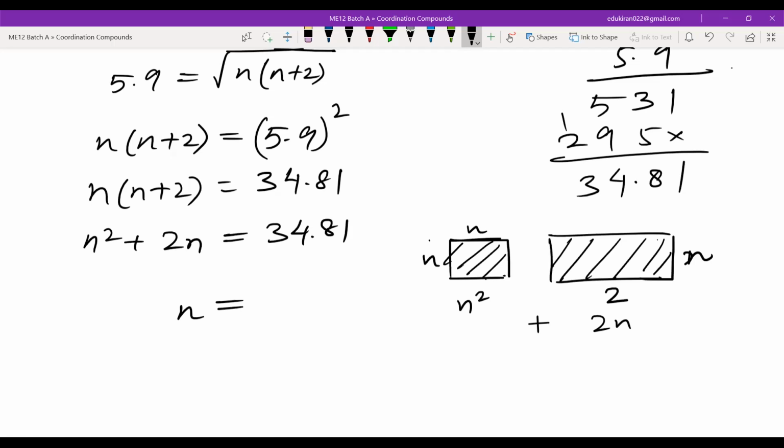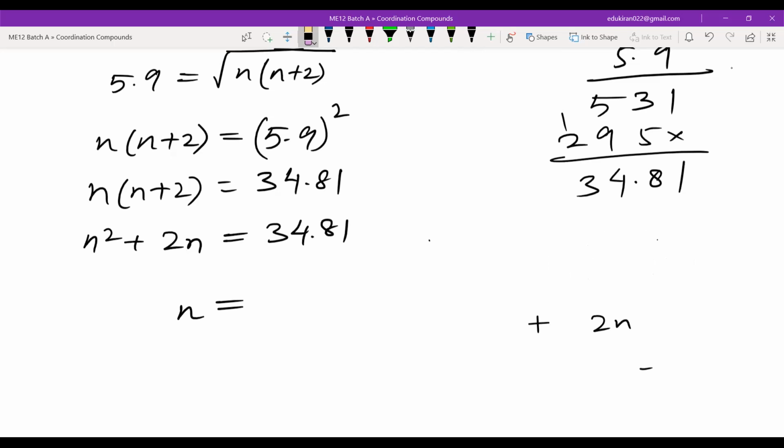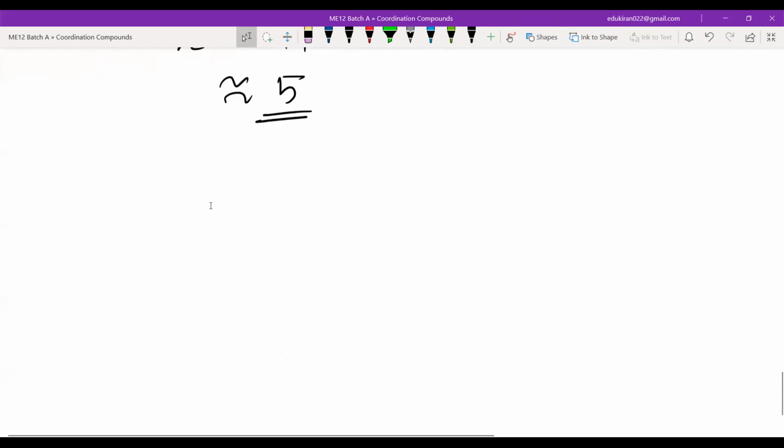You can guess it to be somewhere around 5, because 5 square is 25 plus 5 2s are 10, right? And this is approximately equal to 35. So this will be 4.98. So we can say that n will be equal to 5. So there will be 5 unpaired electrons. Okay, there will be 5 unpaired electrons.